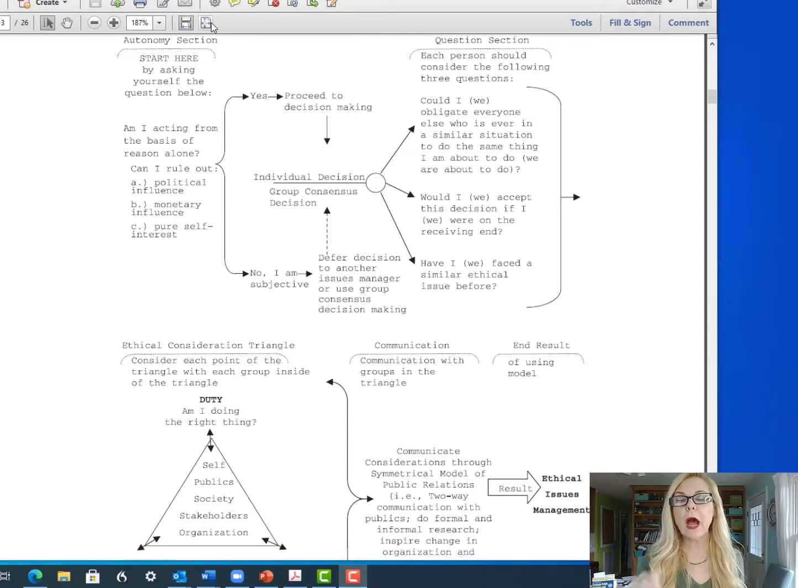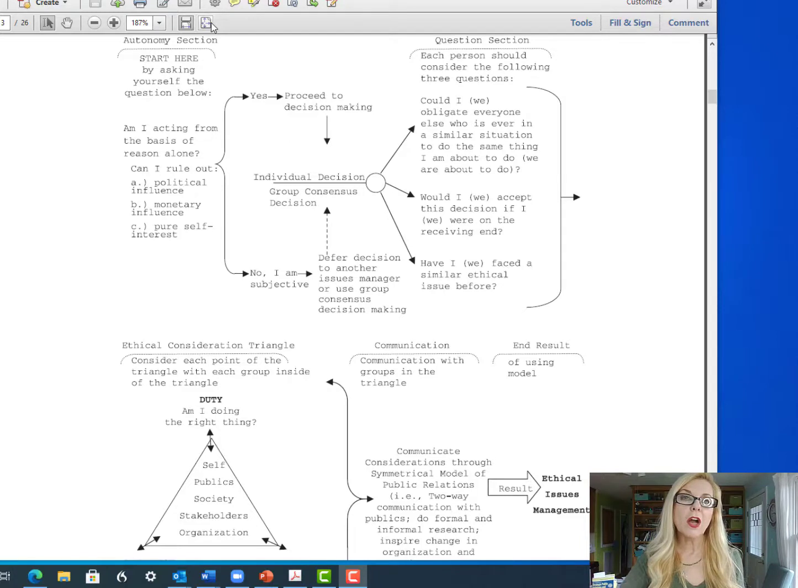So can you rule out political influence, monetary influence, and pure self-interest, such as what's going to make you look good, or even what you're afraid of, a fear of a reprisal or something like that? If you can rule out those things, then your moral autonomy seems to be okay, and you can go forward with making the decision on the yes arrow.